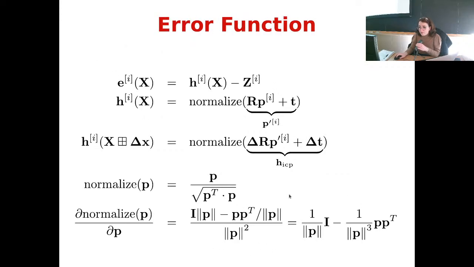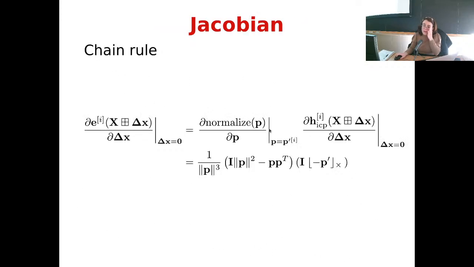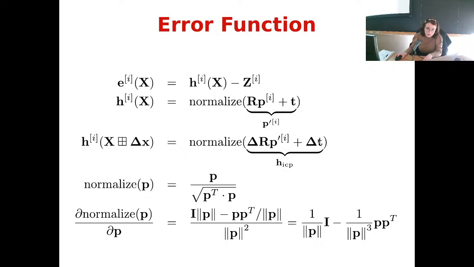Then this, you can do it by yourself, and then you have the chain rule. And as you can see here, we have the derivative of the normalized times the derivative of h ICP, because the remaining part of the function is the usual ICP prediction function, so you can directly write its derivative. Otherwise, you can do the computations by yourself, step by step.